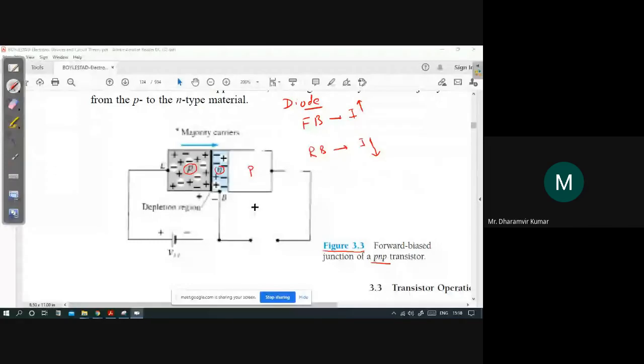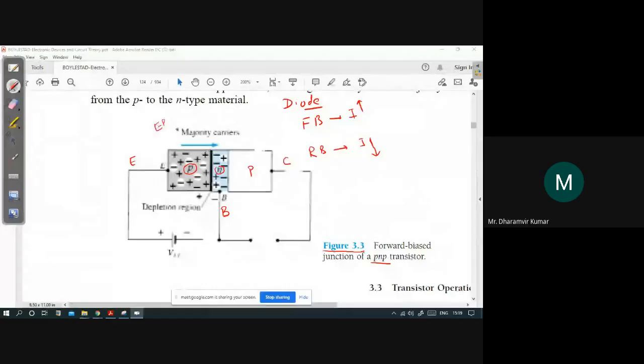Now, when we talk about one junction, let's say this is the emitter, this is the base terminal, and this is the collector terminal. For this time, let us forget about the collector region and focus on the first junction, the junction between emitter and base. We call this the emitter base junction, or EBJ.